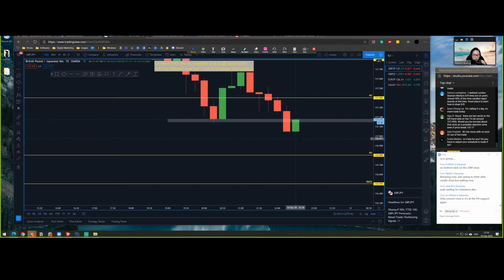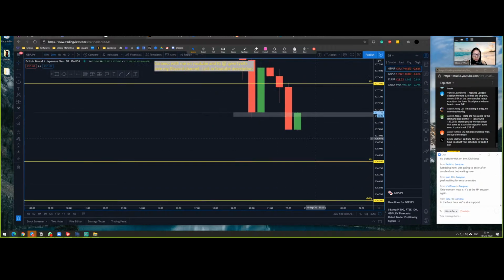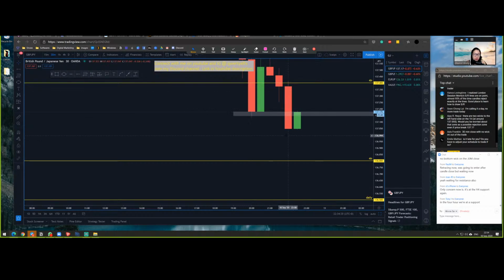Enter after the candle close. Yeah, Paul, there was no wick. It was tough to enter short. So if the candle closes without a wick below, I usually wait on the next candle. I don't pull the trigger immediately on this close. So I'll wait to see if it pulls back, and if it comes back down, then I'll enter.